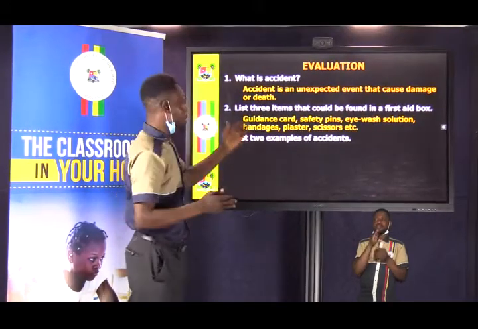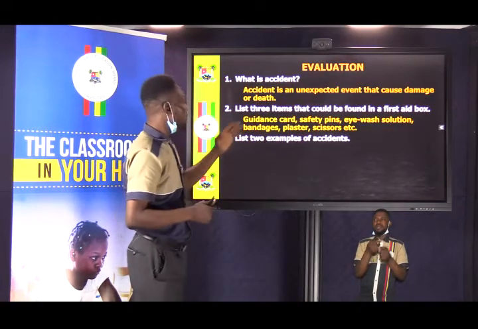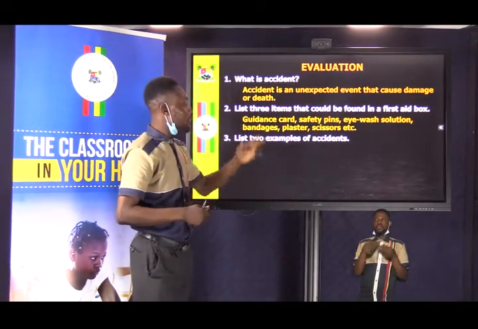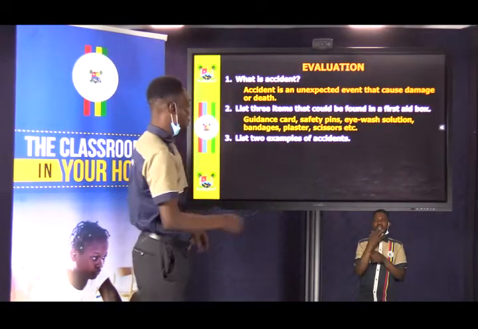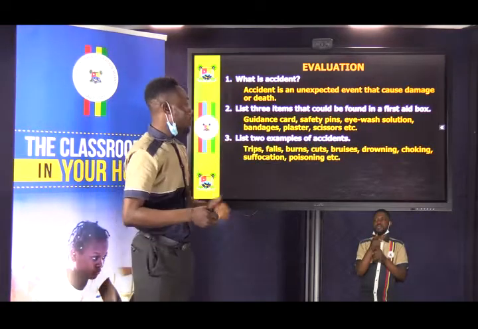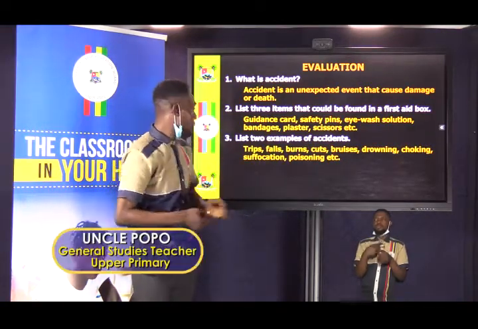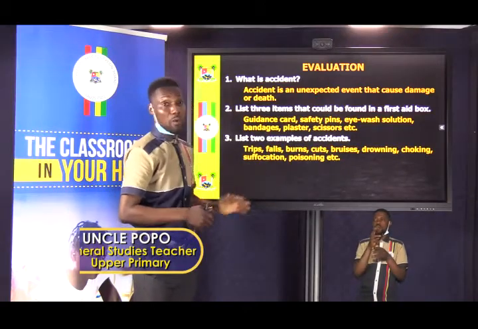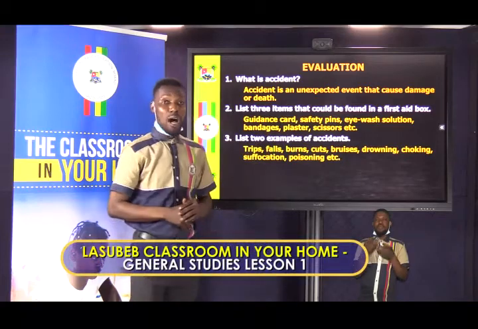Number 2, 3 items that could be found in first aid box. We have them many. Guidance cards, safety pins, eye wash solution, bandages, plaster, scissors, cotton wool. Just 3 of them, you are correct. List 2 examples of accident. It could be trips and falls, burns, cuts, bruises, drowning, food poisoning, suffocation, and so on. We all know examples of accident.